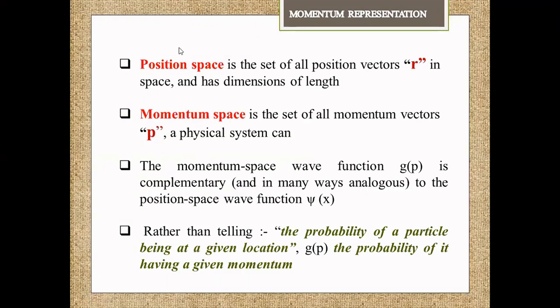So let me conclude what I discussed so far. Position space is the set of all position vectors r in space and has the dimension of length. Momentum space is the set of all momentum vectors p a physical system can have. And the momentum space wave function g of p is complementary to the position space wave function psi of x. g of p gives the probability of it having a given momentum.